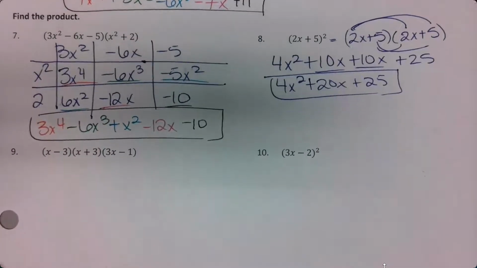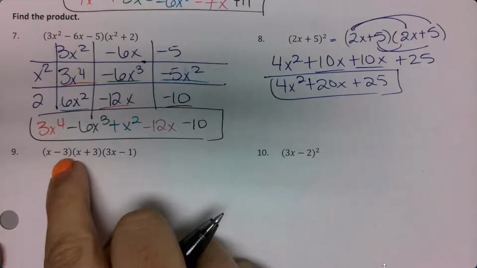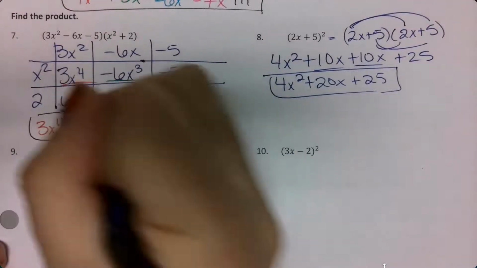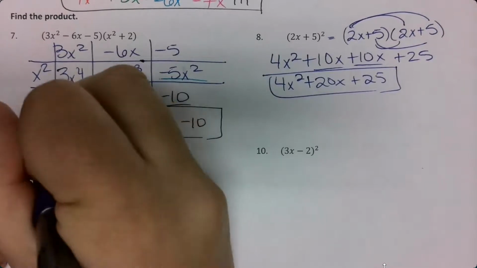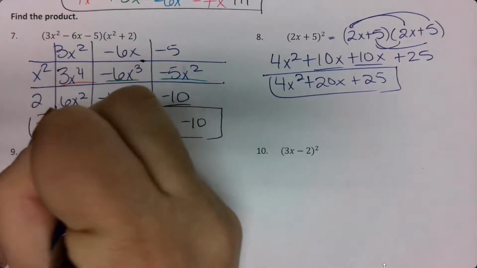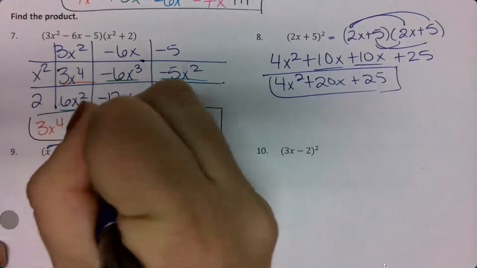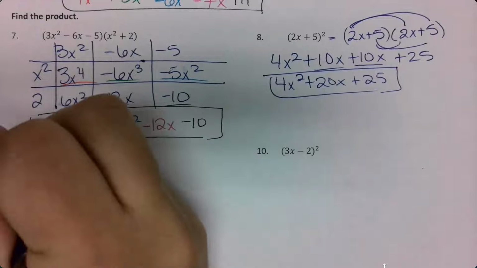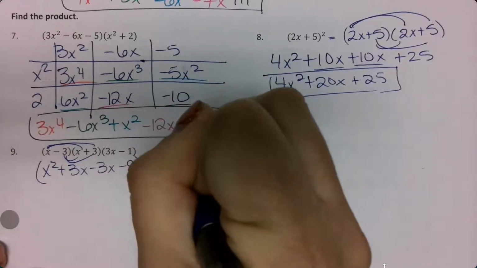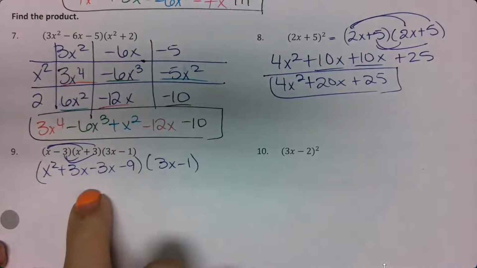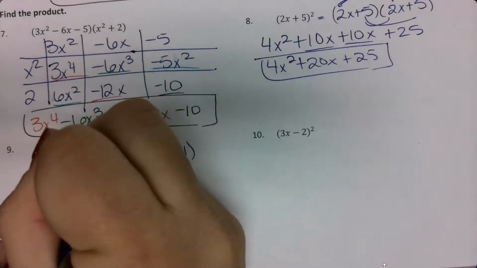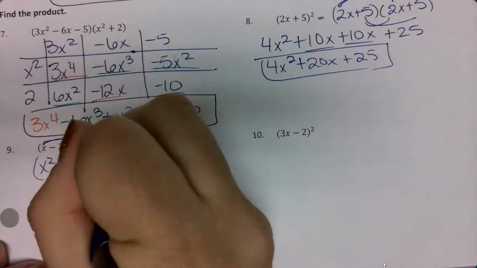On number 9, I want to multiply the first two together, get my answer, and then take that and multiply by the last one. So I have x times x gives me x squared, x times 3 gives me 3x, negative 3 times x gives me negative 3x, negative 3 times 3 is negative 9. I still have the 3x minus 1 at the end. I want to simplify this first one. That is going to turn into x squared minus 9. My middle terms cancel out.